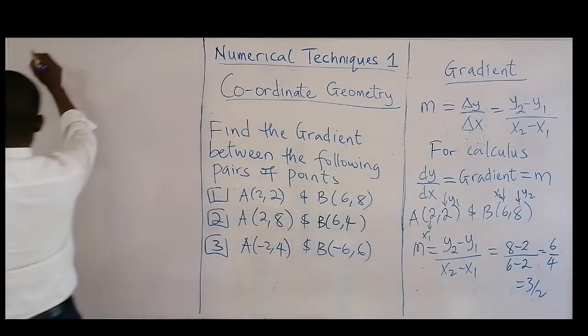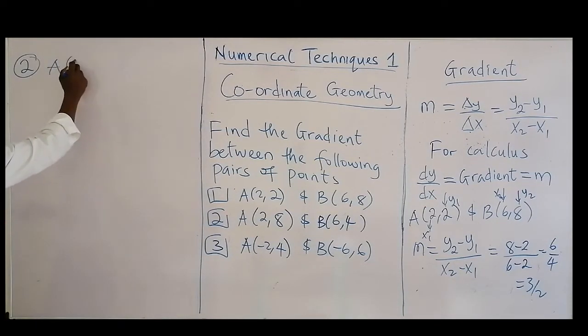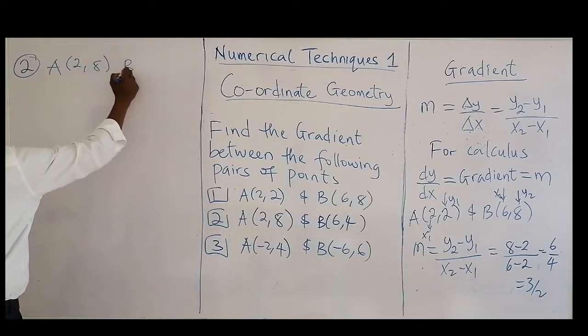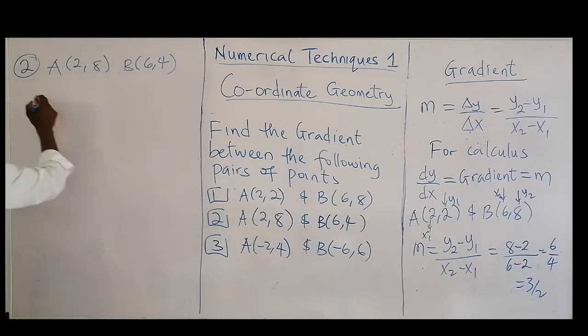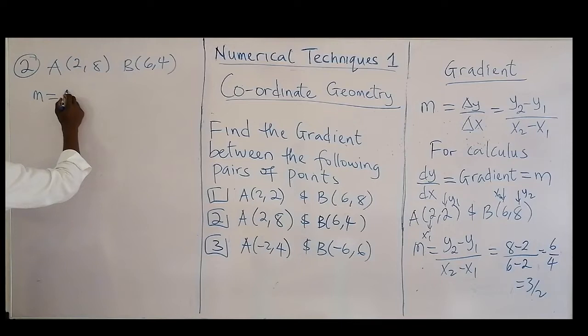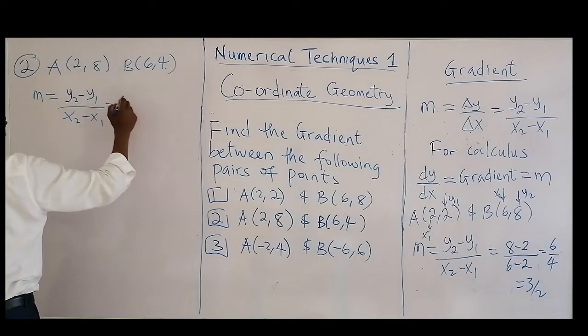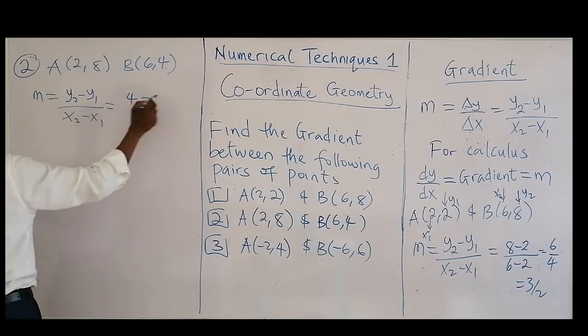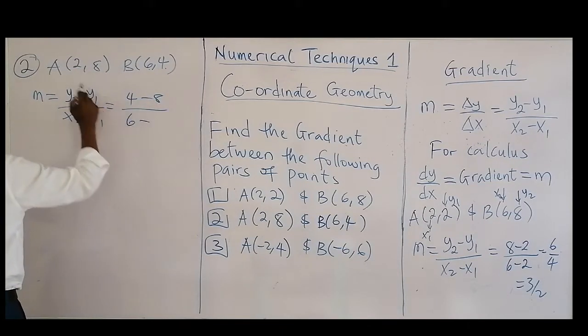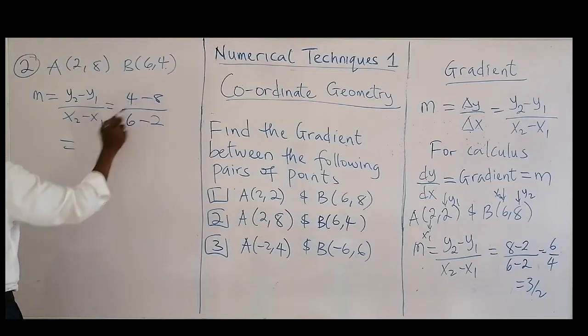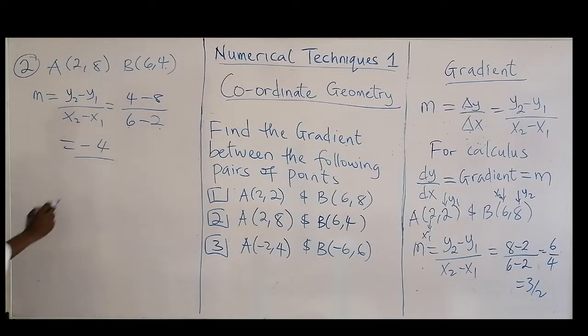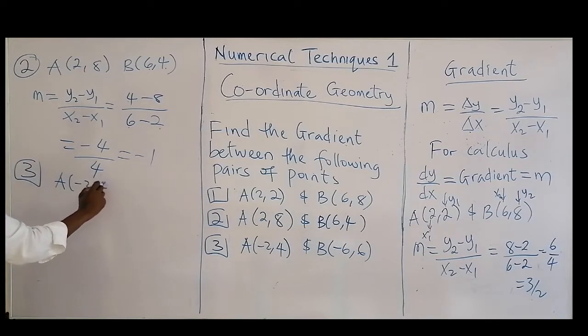Then for this second one, we have A (2,8) and B (6,4). So the gradient between the two points, use your formula, will be y2 minus y1 over x2 minus x1. Your y2 is 4 and your y1 is 8, all over 6 minus 2. This will be equal to 4 minus 8, that's minus 4, and then 6 minus 2, that's 4. So the gradient is minus 1.